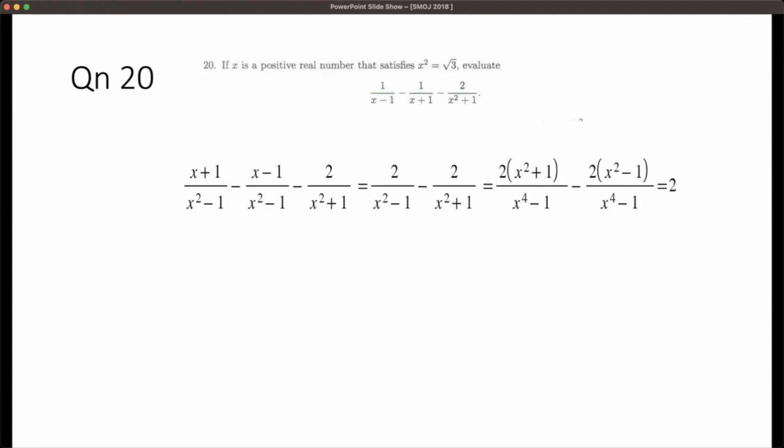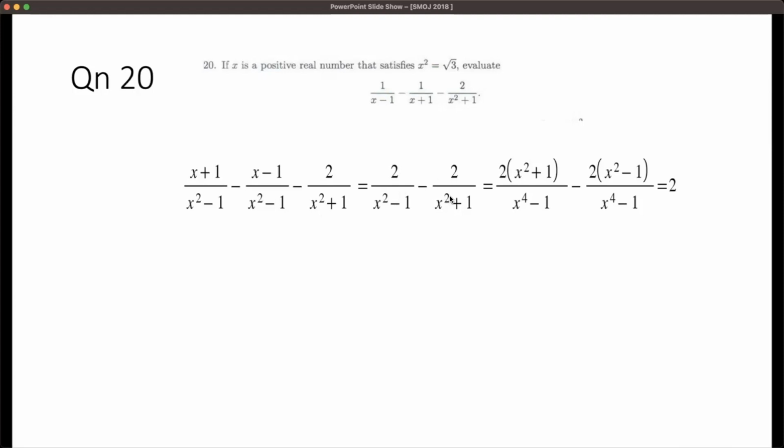So for the first fraction, you multiply x plus 1 to both the numerator and the denominator. The objective of this is to get a common denominator of x squared minus 1. So as you can see here, we have (x plus 1) over (x squared minus 1) minus (x minus 1) over (x squared minus 1), keeping the last fraction the same, which is minus 2 over (x squared plus 1). We get 2 over (x squared minus 1) minus 2 over (x squared plus 1).